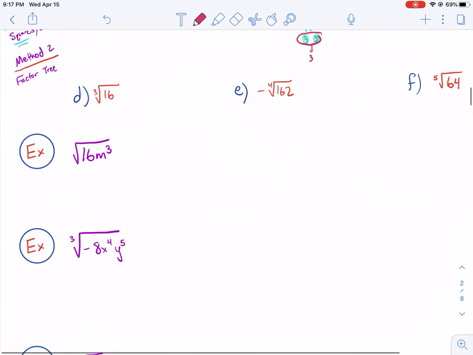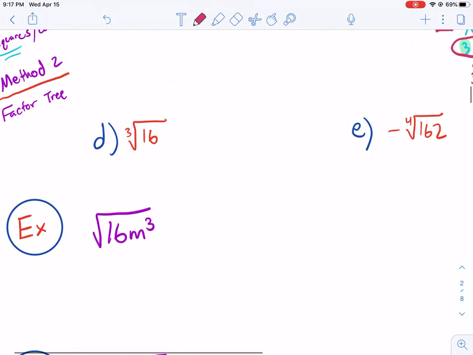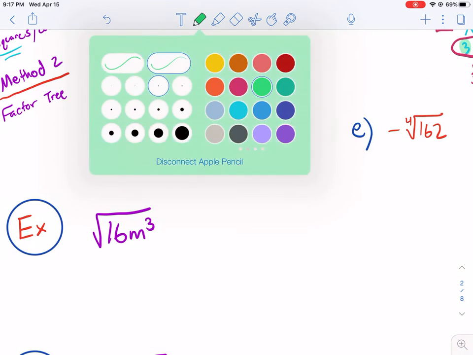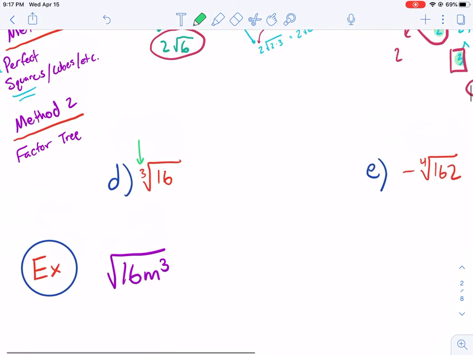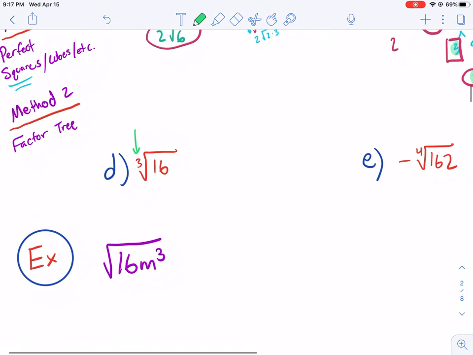Here we go. We're going on to letter D. Now, this is different. Now we don't have a square root, we have a cube root. What does that mean? Well, now if we're using method 1, we're going to be looking for perfect cubes. So this one's a little bit tougher. Okay, what number times itself 3 times is a factor of 16? It turns out that the cube root of 8 is a factor of 16, and that's a perfect cube.